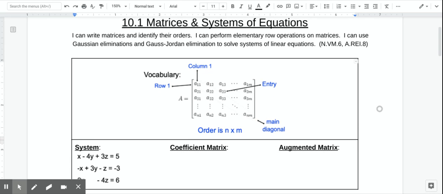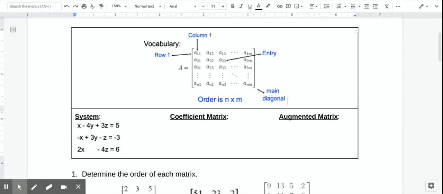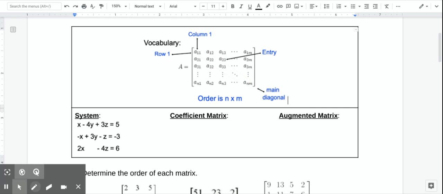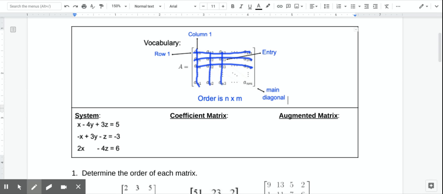So a matrix is a rectangular array of numbers. Okay, that is the definition of it. We talk about rows. Rows go this way. And then we talk about columns and they go this way.